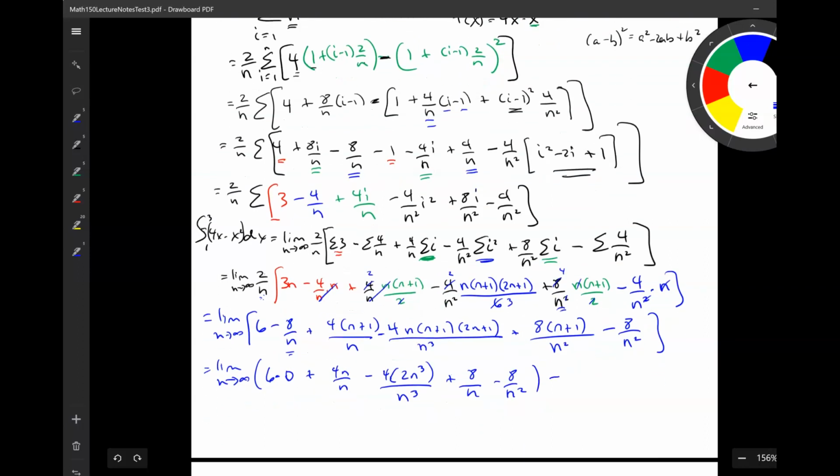All right, let's do it. Take the limit as n goes to infinity. So I'll get 6. Those n's will cancel, so I'll get plus a 4. Come on in. And then cancel here. I'll get a minus 8. And there it is. So 10 minus 8 is 2, the exact area under the curve.